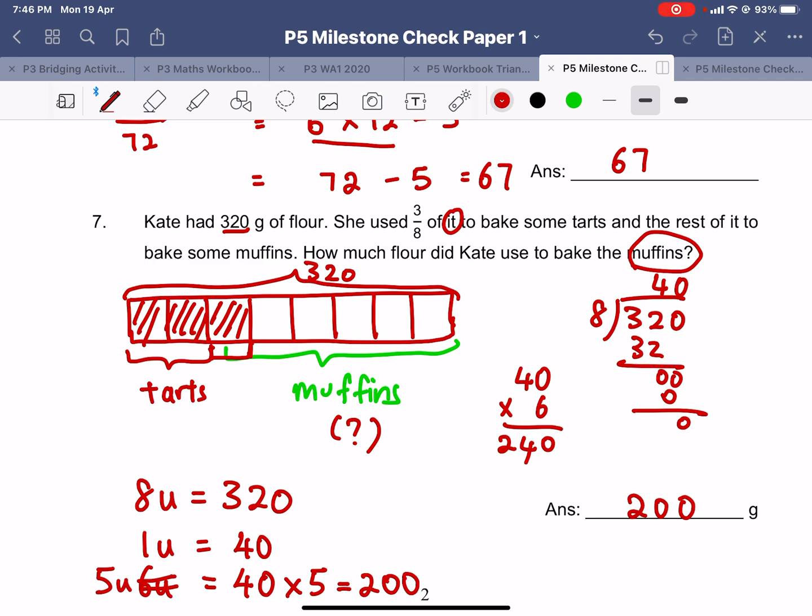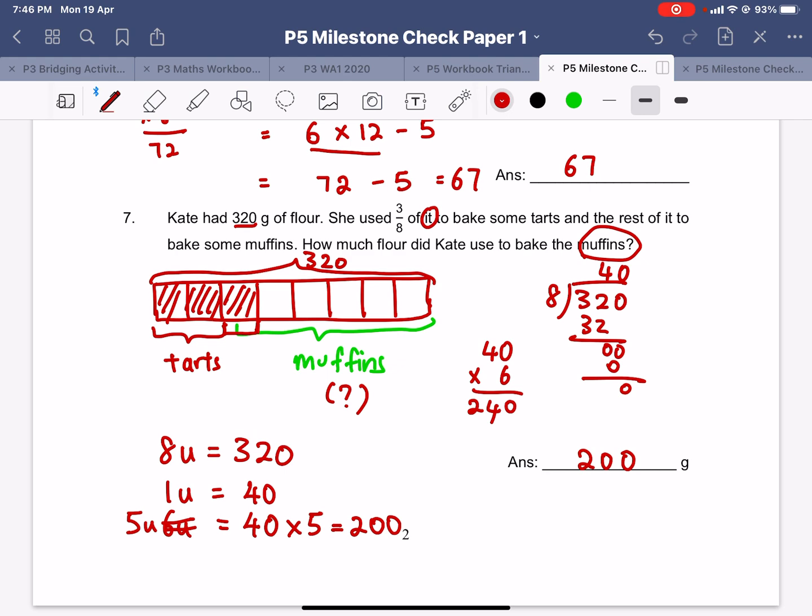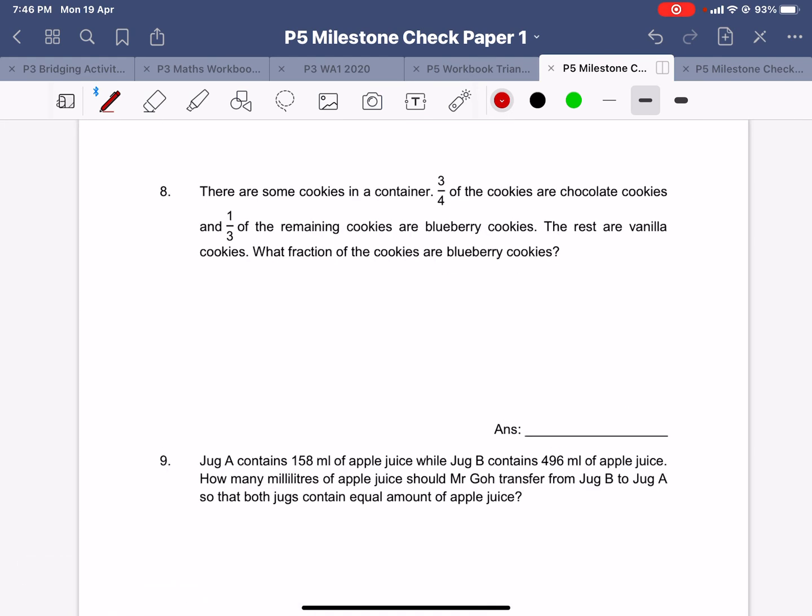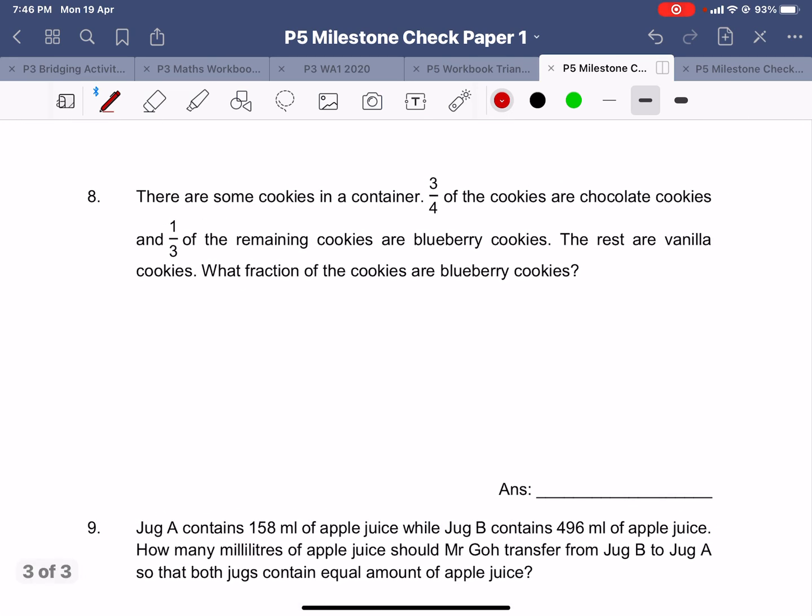Okay. Alright, now moving on to question number 8. Question number 8 is our favorite branching method because of the word remaining. Now there are some cookies in a container. 3/4 are chocolate. So now look, this branch doesn't have any total to begin with. We do not know how much is the total cookies, right? But we know that 3/4 of it is chocolate.